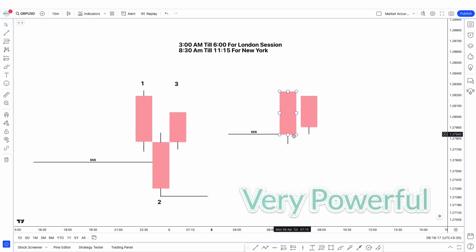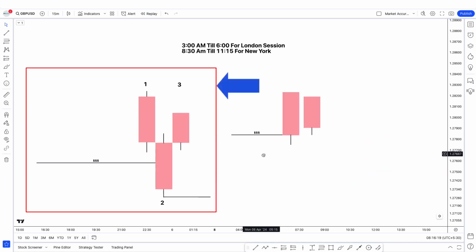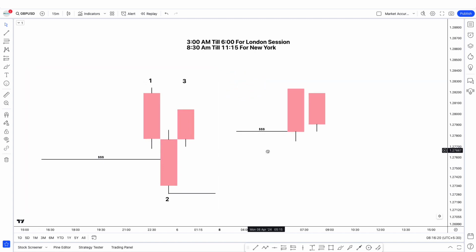The very first one is very powerful, and it is more powerful than the second one. But both of the methods work absolutely fine. In this method, what we do is we look for a 3-candle pattern. Okay, so let's assume that this right here is liquidity. I have labeled it with $3.